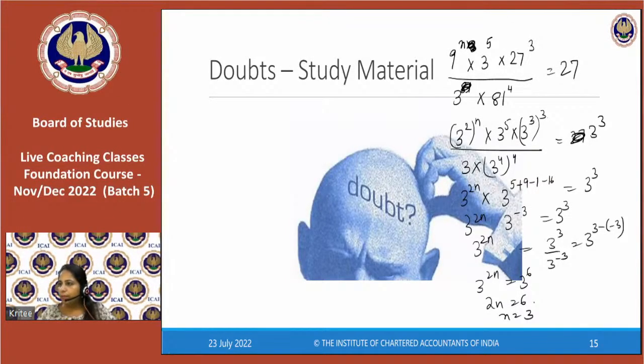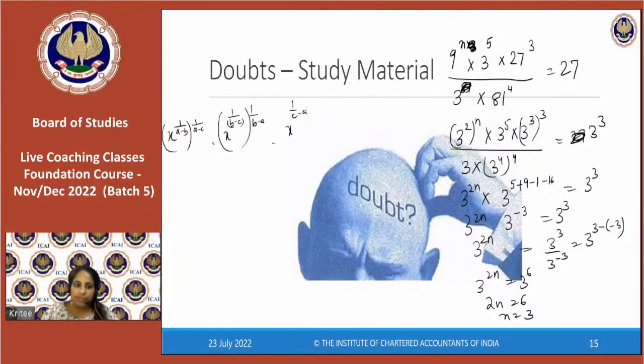Beta, again, fifth question asked by Sravanan for 1.35. I'll quickly show the question to everybody. The question says x raised to power 1 by a minus b, whole raised to power 1 by a minus c, into x raised to power 1 by b minus c, whole raised to power 1 by b minus a, into x raised to power 1 by c minus a, whole raised to power 1 by c minus b. Okay, is given by. So how are we going to solve this?